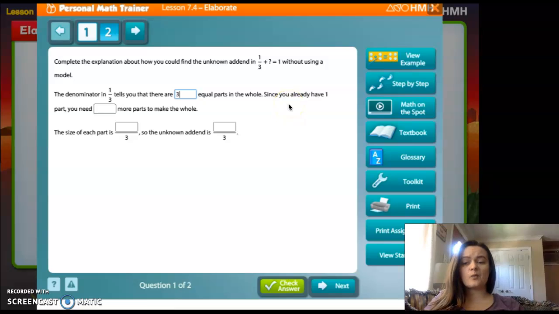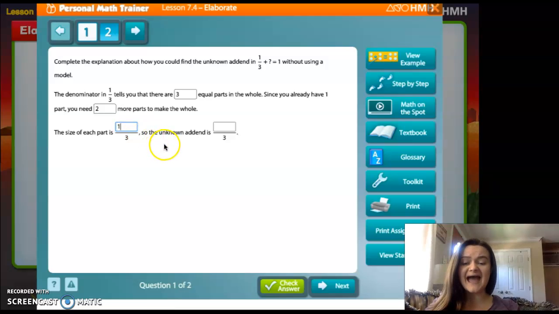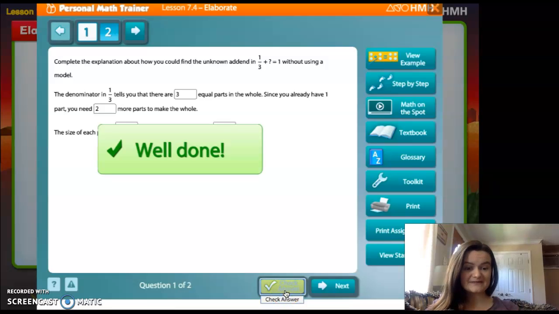Since you already have 1 part, you need how many more? So if I have 1 and I need to get to 3, I need to add 2 to that, all right? So I need 2 more parts to make a whole. So the size of each part is 1/3. So the unknown addend is 2/3. Check answer, and that's how you do it.